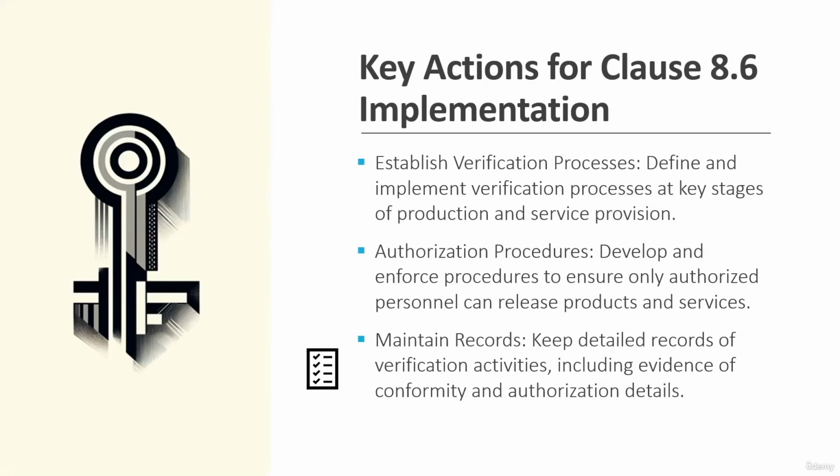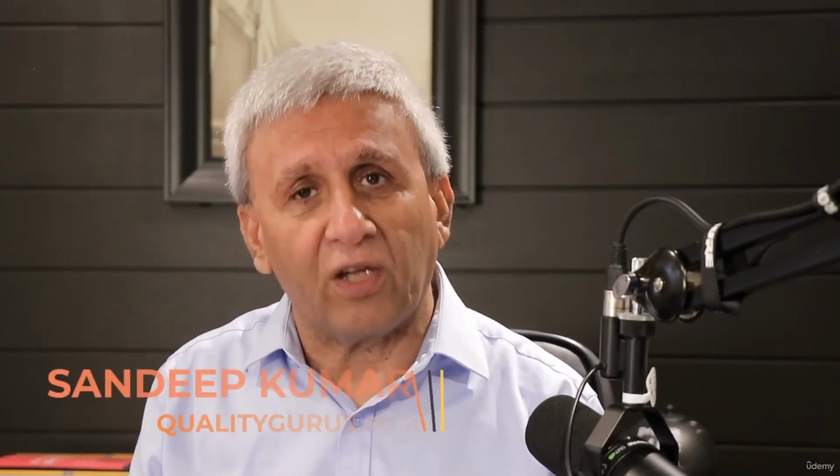Now here is the quick summary of 8.6, which tells that we need to establish a verification process. Here at these stages we will have inspections. These are the acceptance criteria. So if all those inspections are okay, then the product could be released. And in addition to defining and implementing the verification process, you need to have an authorization process as well, which tells who is authorized to release this product or service. And then records of these need to be maintained. So these are the requirements addressed in 8.6, which is release of products and services.